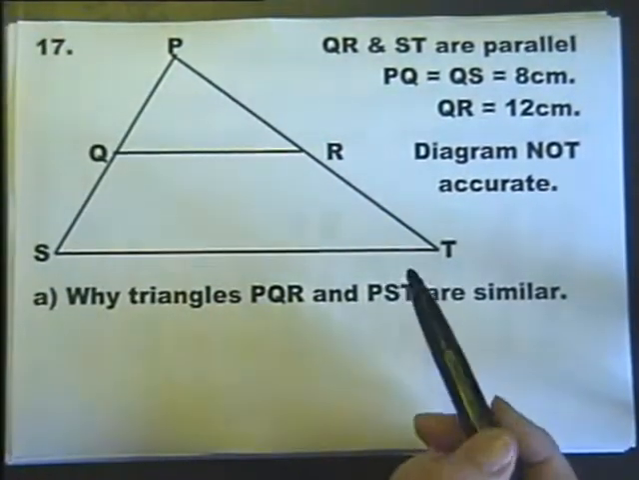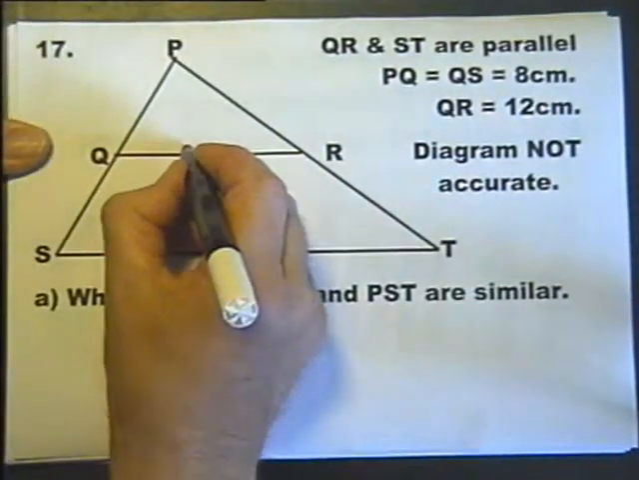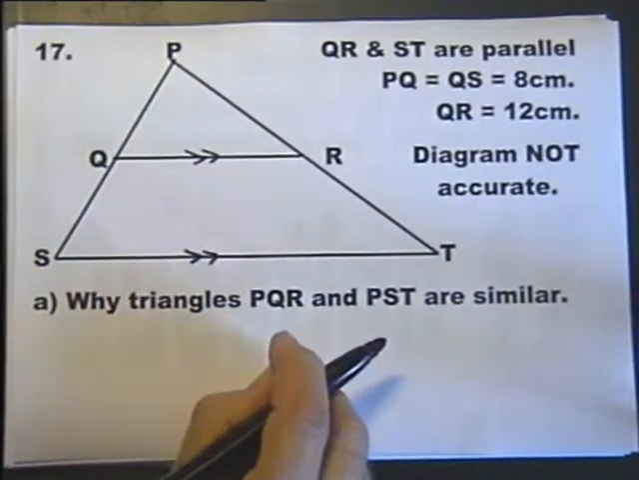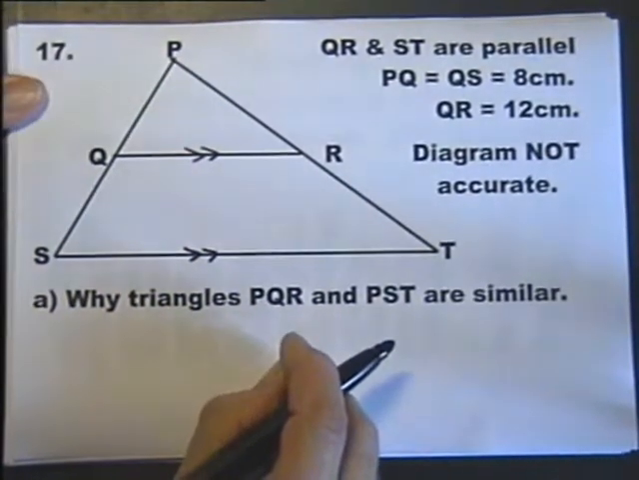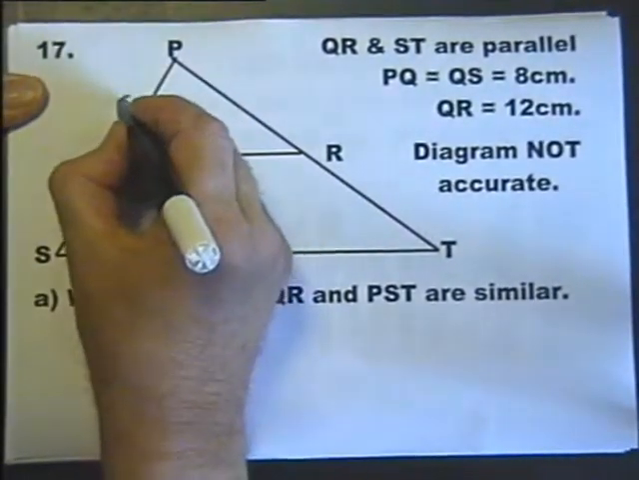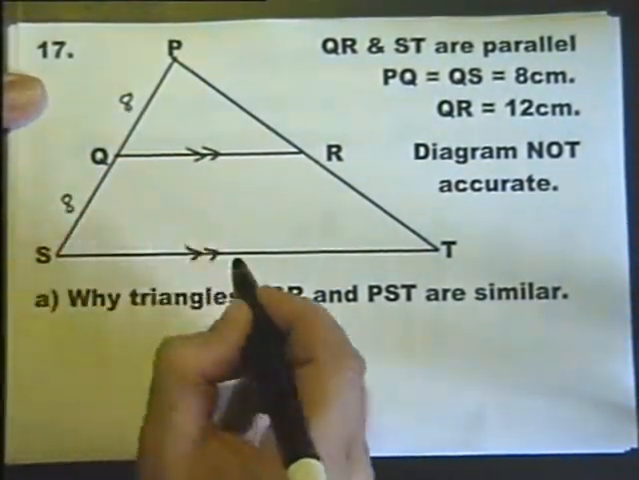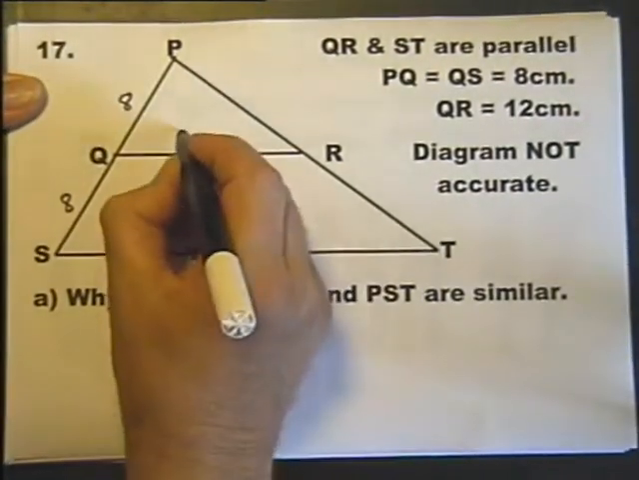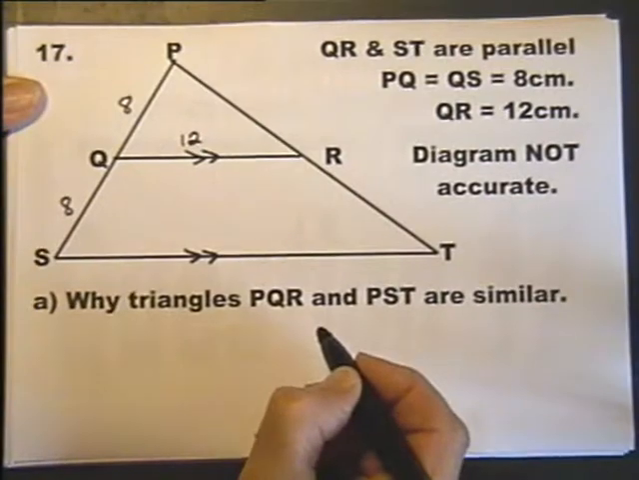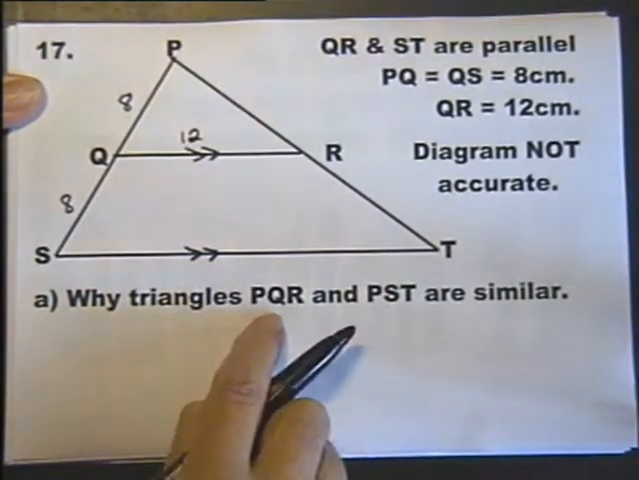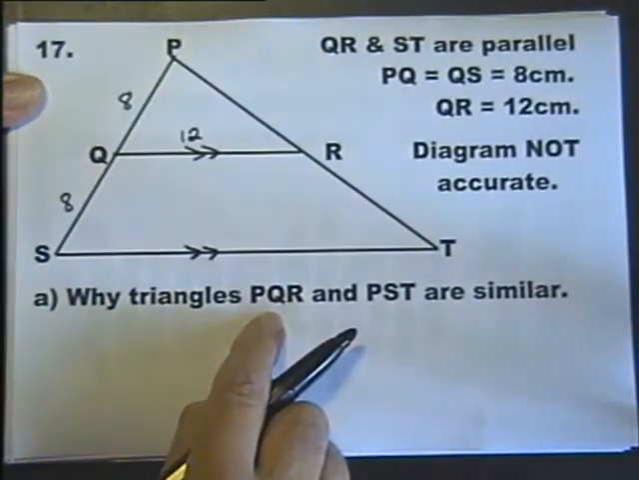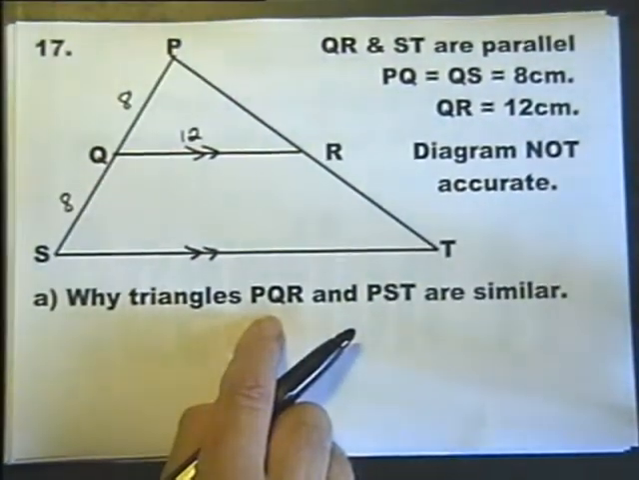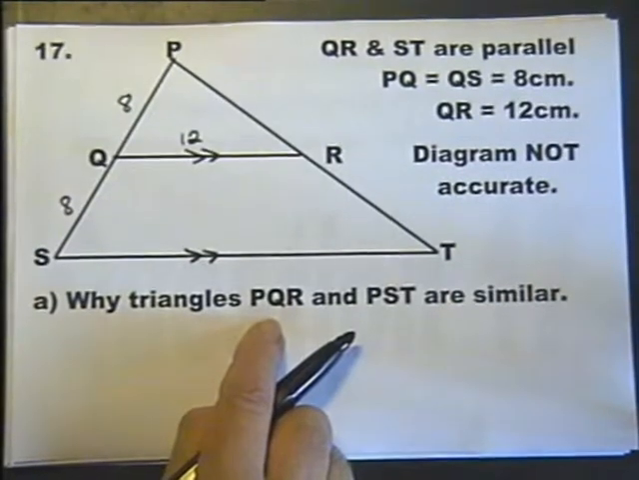We're told that QR is parallel to ST, so let's put the symbols on there to show that they're parallel. We're told that PQ equals QS equals 8, so that's 8 centimetres there and 8 centimetres there. And QR is 12 centimetres. Why are the triangles PQR and PST similar?